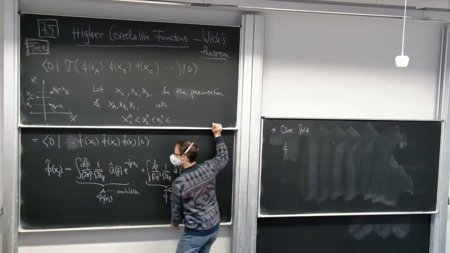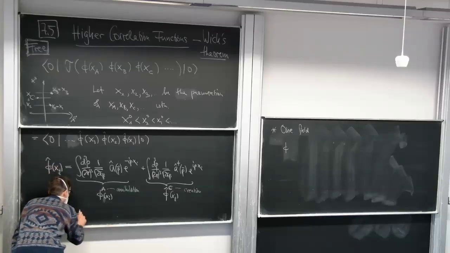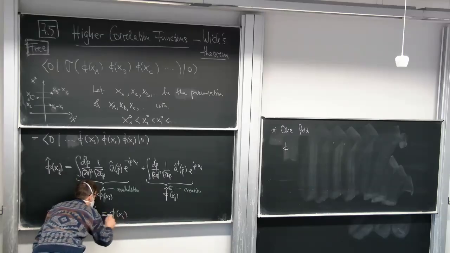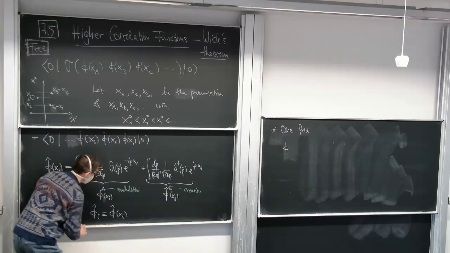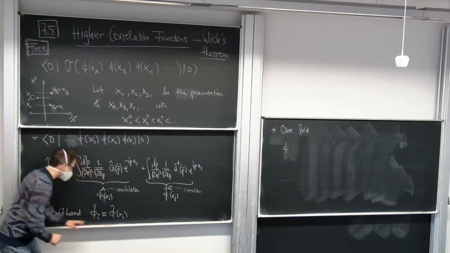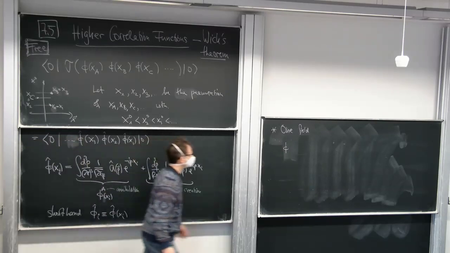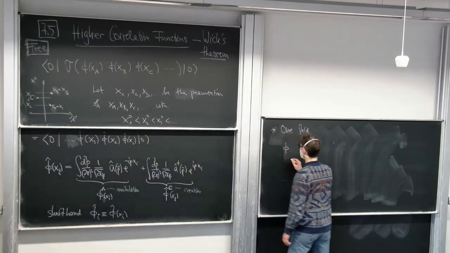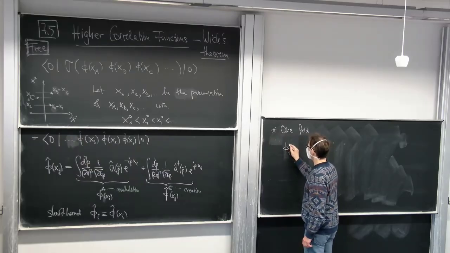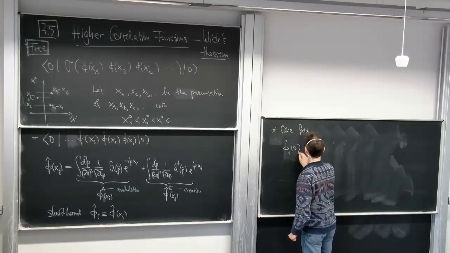Also, let's introduce the following shorthand. Phi_i is just phi of x_i. So the index on the field is the index of the argument. It really gets lengthy after a while. So what we were doing is now phi 1, the field at x1 at the earliest time, acts on this.